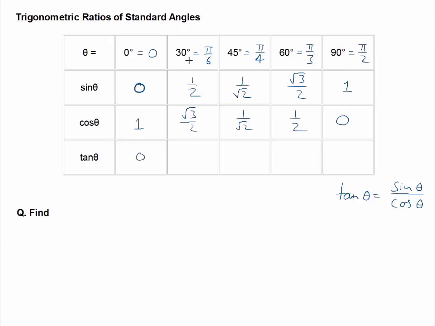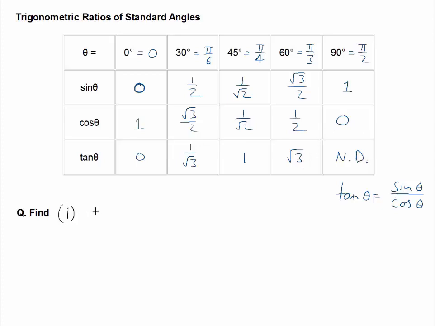Similarly, tan of 30 degree is sine 30 degree divided by cos 30 degree. So this by this will give you 1 by root 3. Similarly, tan 45 degree will be 1, tan 60 degree is root 3, and 1 by 0 here we will get not defined. So tan 90 does not exist. So student must memorize this table. So let's do few questions on this.